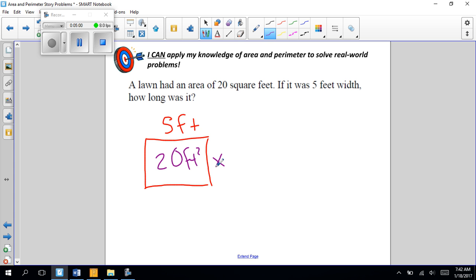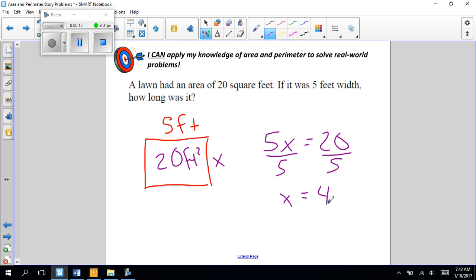So really, I know that length times width equals my area, so I know that 5 times x has to give me 20. I think you could do it in your head, or you could actually solve it. So if we divide by 5, I know that x turns out to be 4.